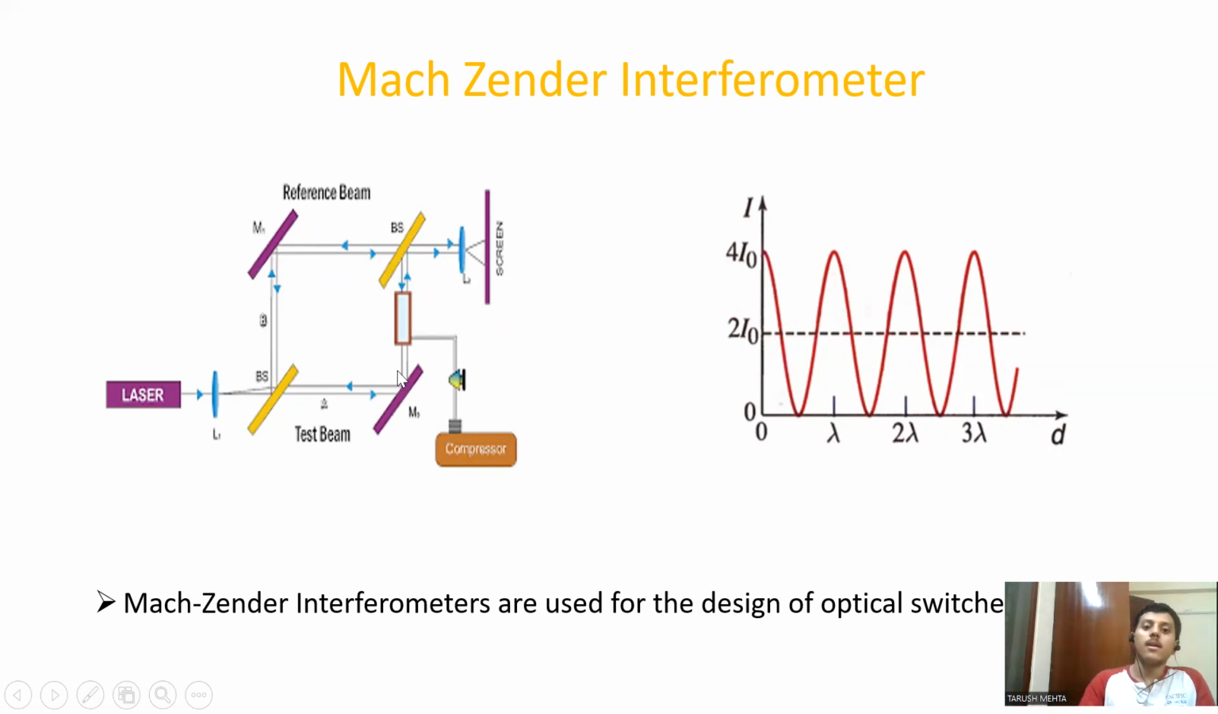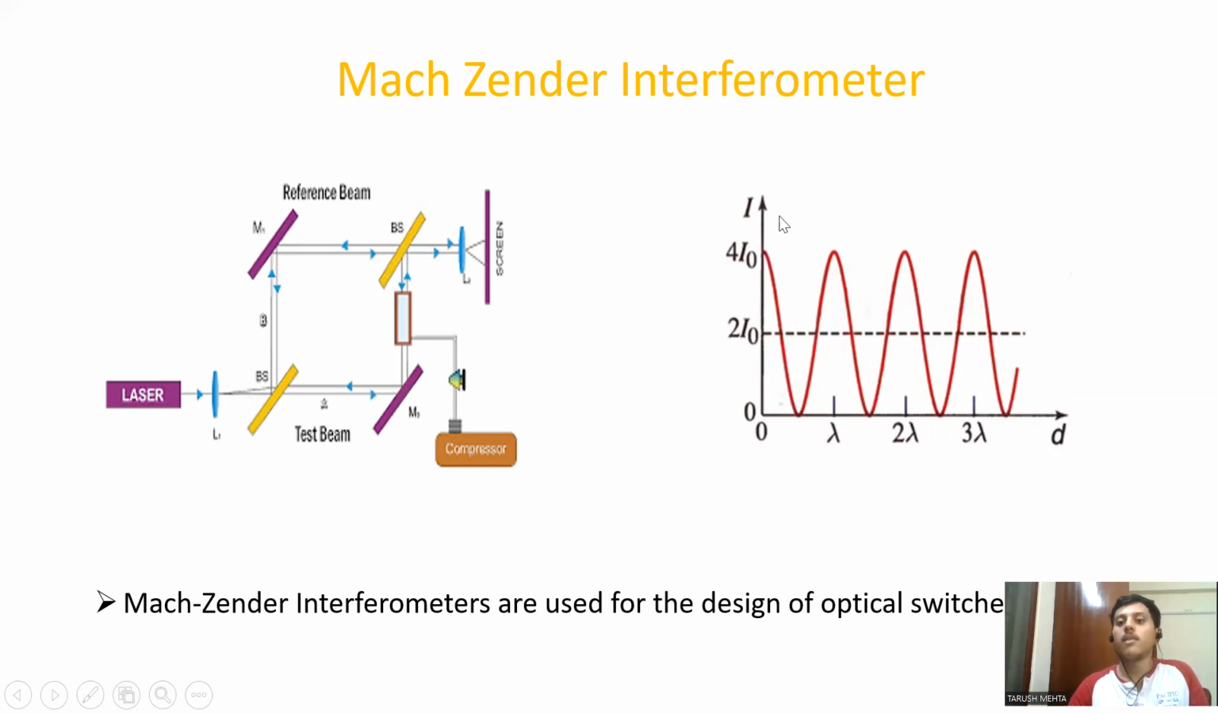However, in this particular arm, if we introduce a material of some unknown refractive index, then these two waves striking the second beam splitter will not be in phase. That phase delay will be caused by this material, as the light wave will slow down inside it. So both of these light waves will reach at different times, leading to some phase difference between them.